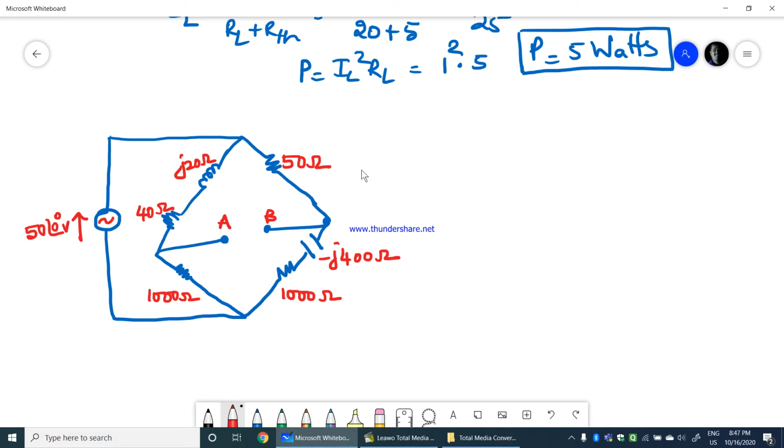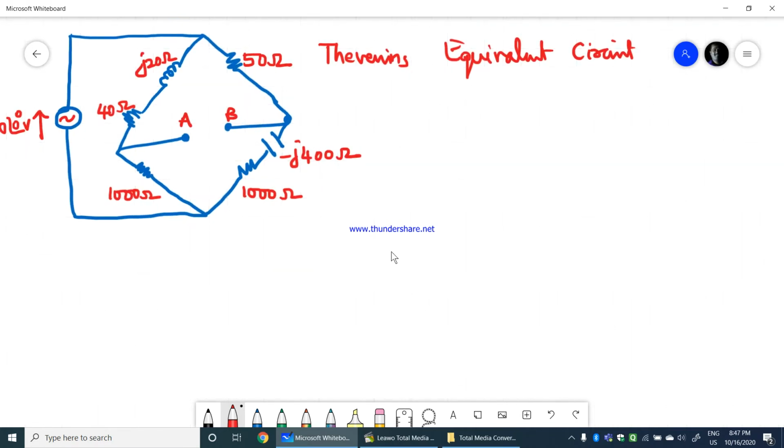So you need to find out the Thevenin's equivalent circuit for this. So the first step is to find out VTH for this. I'll just use the same circuit; you can write it separately. Here, this is the VTH we need to find out, the VTH across the load terminal. So what would be the method we can use to find out VTH?